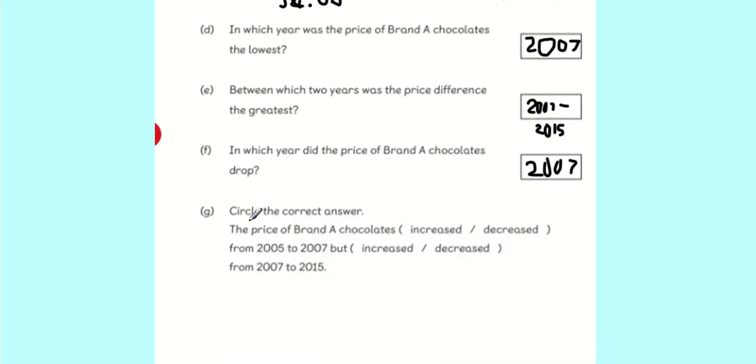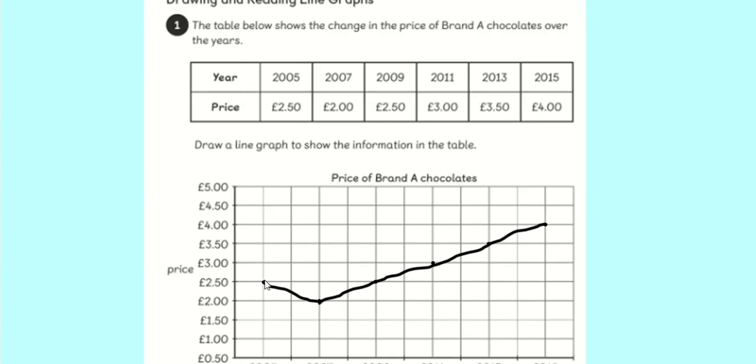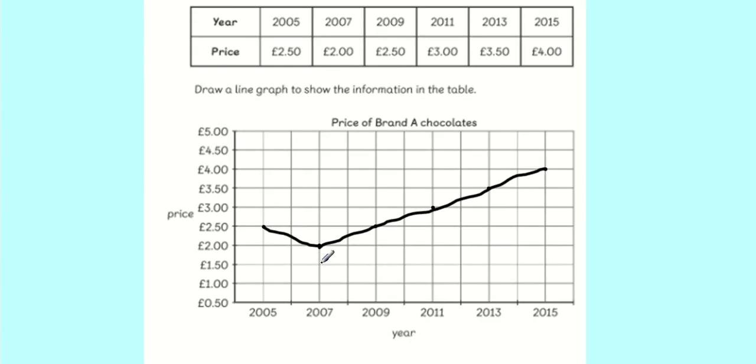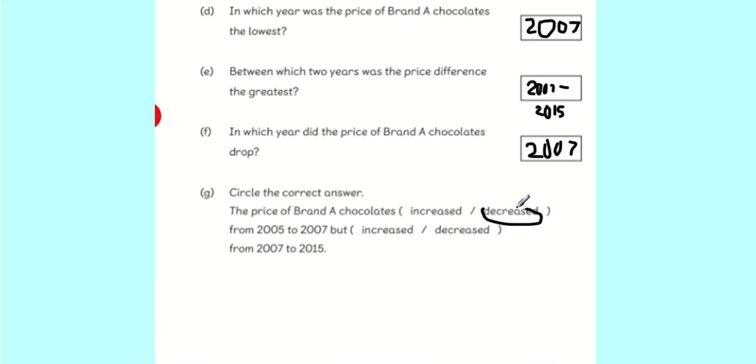Okay, and now we need to circle the correct answer in each section. So the price of brand A chocolates increased or decreased from 2005 to 2007. Okay, the price of brand A chocolates from 2005 to 2007. They went down, didn't they? So going down is a decrease. Okay, so we need to circle decreased. But they increased or decreased from 2007 to 2015. They went up, so that means we circle increased.